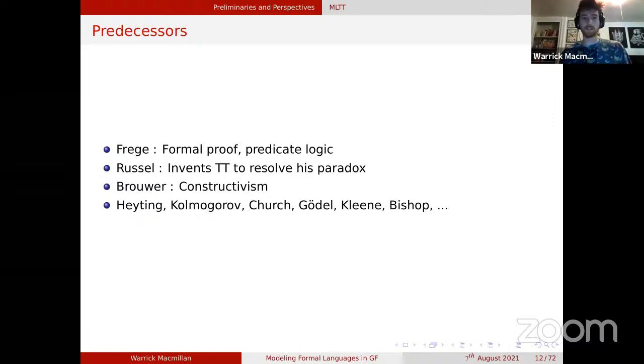And then Brouwer, who was a mathematician in opposition to Hilbert in some sense, talked about constructivism, and constructive mathematics as the paradigm for doing mathematics. Mathematics is a social process. These are all predecessors of Martin-Löf type theory. And then other names: Heyting, Kolmogorov, Church, Gödel, Kleene, Bishop, and many more I'm either unfamiliar with or forgetting.